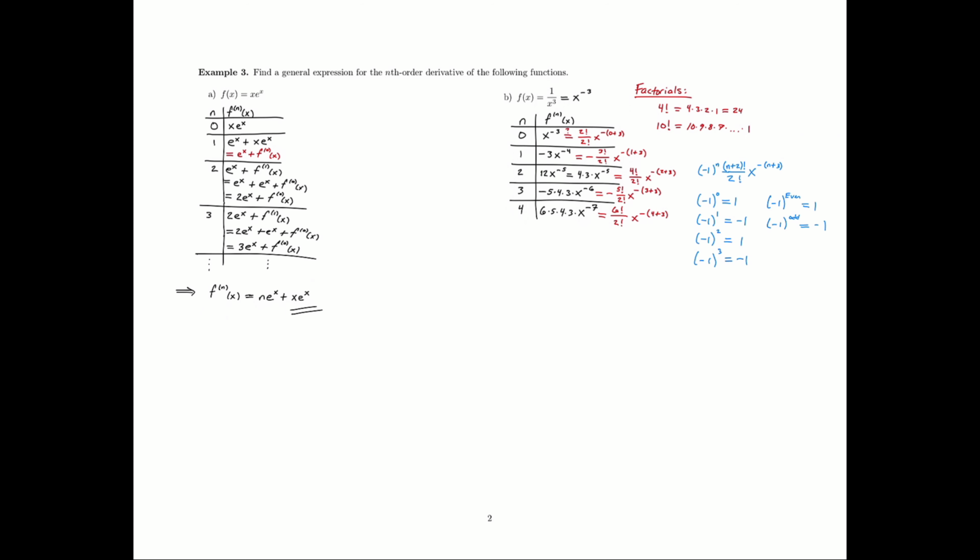So that's the pattern. So the nth derivative of x is negative 1 to the n, n plus 2 factorial over 2 factorial, x to the negative n plus 3. And that's it.